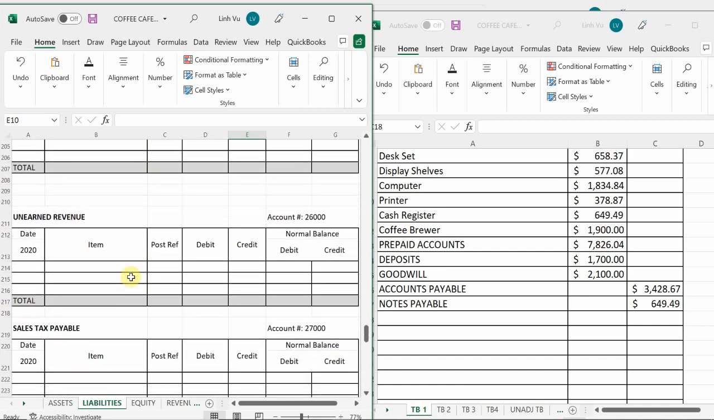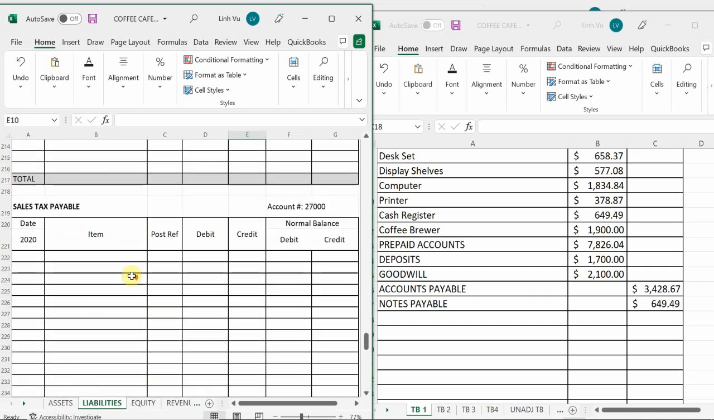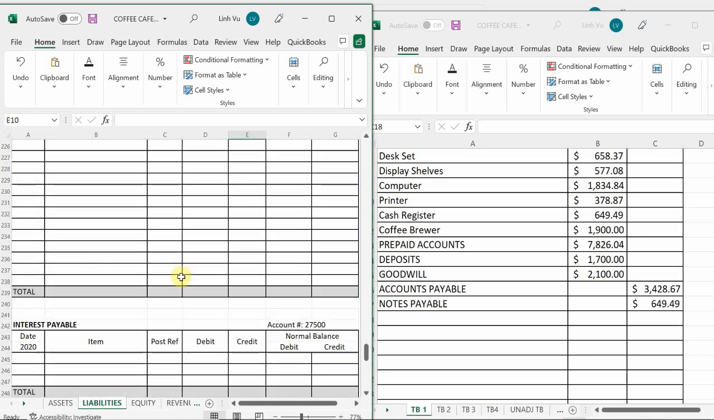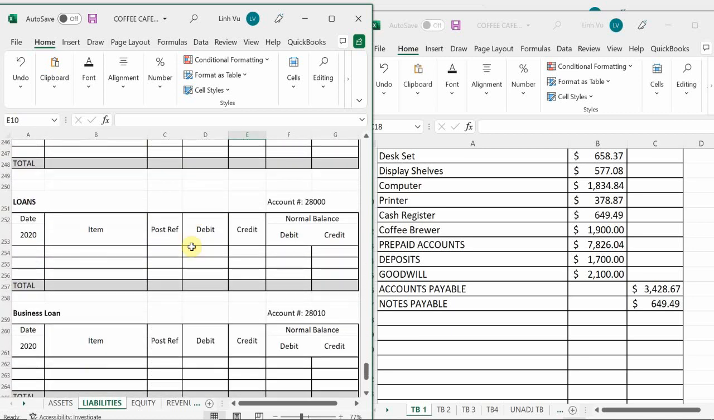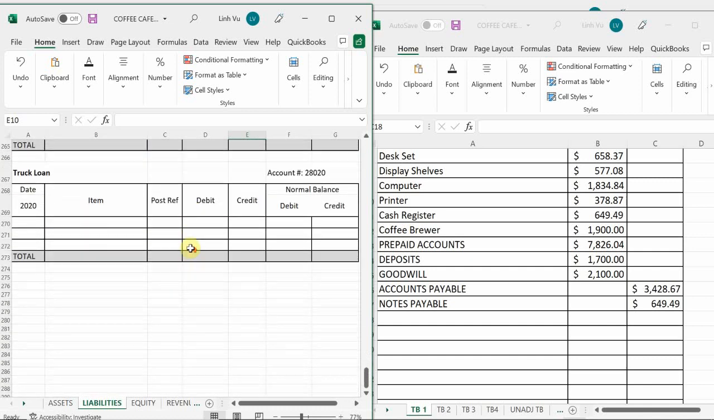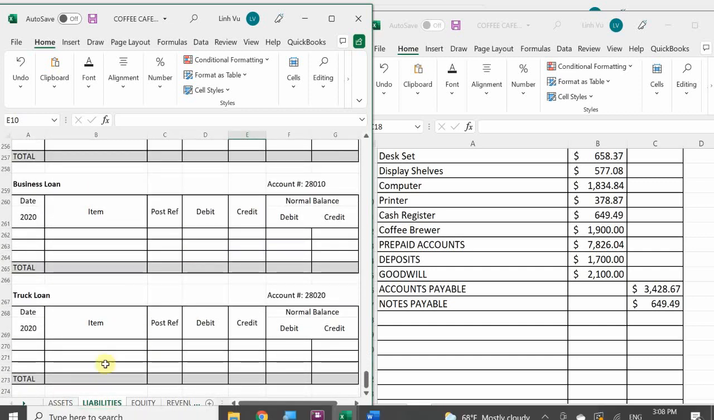We haven't even bought our product yet, so we haven't even sold it yet, so there's no such thing as unearned revenue. Sales tax? We haven't opened up our store yet. We won't open until the 17th of June. So in this case, no sales tax yet. And of course, any loans that we took out, in this case, no business or truck loan. We haven't even bought our truck or taken out a business loan.